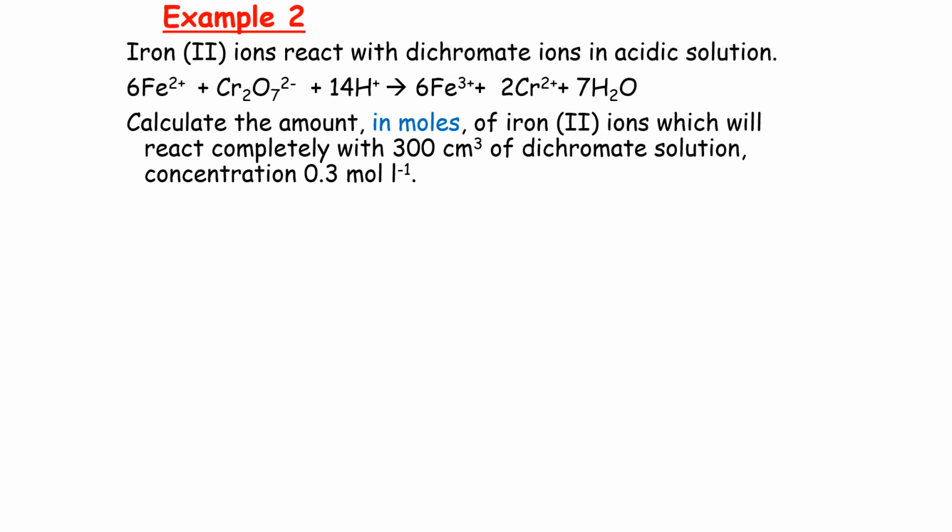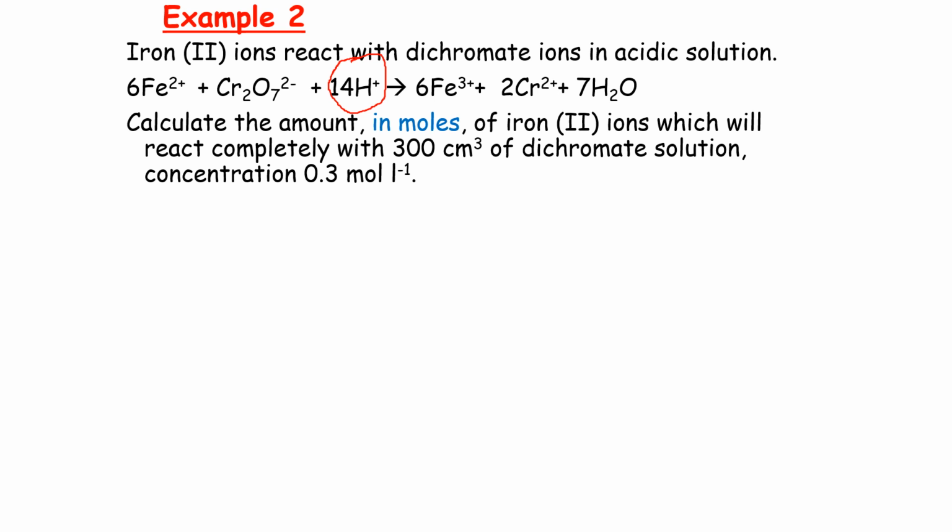Okay, example 2. This is one that you're more likely to see in a higher paper, so not an acid-base reaction, but iron reacting with dichromate ions in an acidic solution. Now remember we talked about this the other day, as soon as you see H+ ions, that tells us there's acid present. Anyway, that doesn't really matter for the calculation, but it's just to show you that that's there.